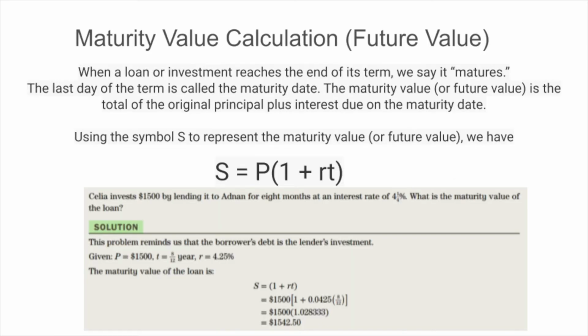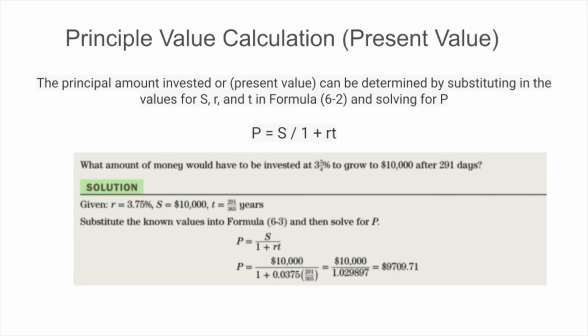The trick to these is knowing what you're looking for. Are you looking for the future value, or the present value? The basic formula for the future value is S, which represents future value, equals the present value P, times the bracket 1 plus the rate times the time. So in order to calculate the present value, all you need to do is rejig the formula to work it out for P.